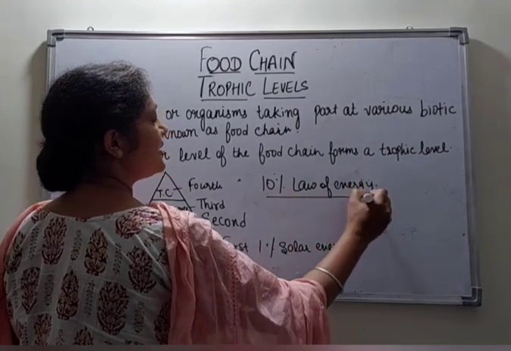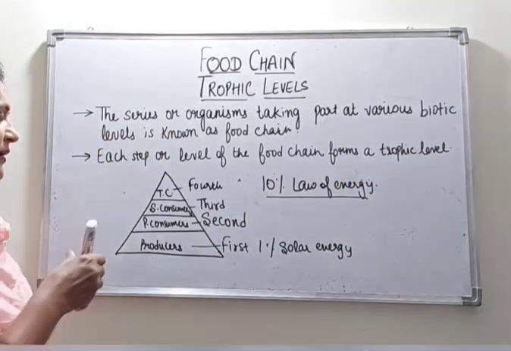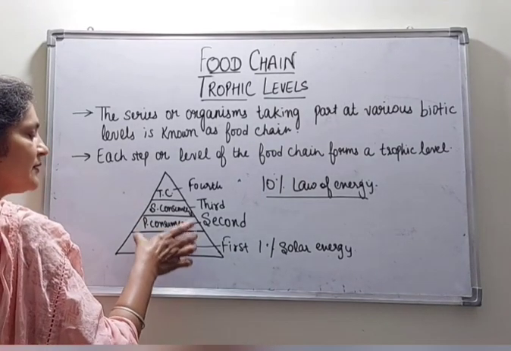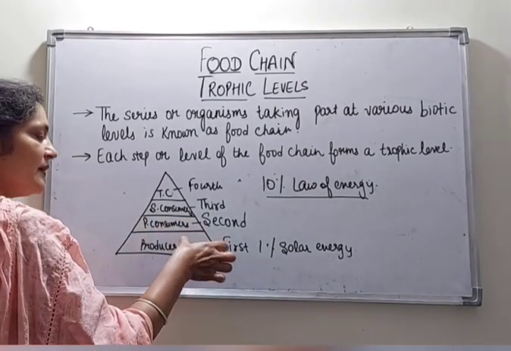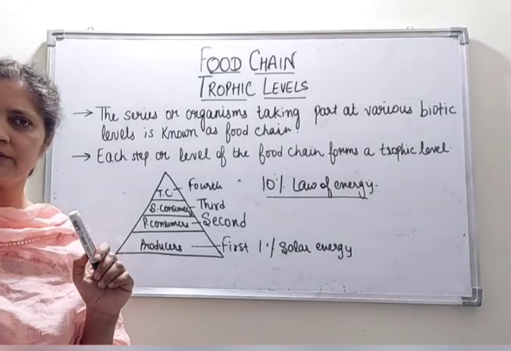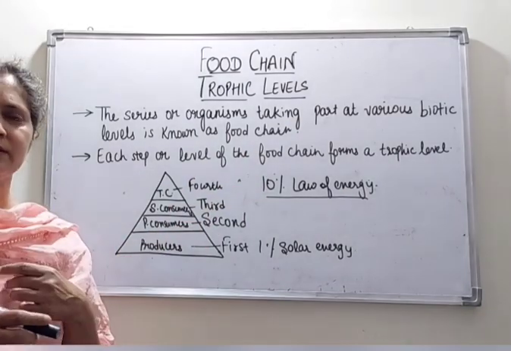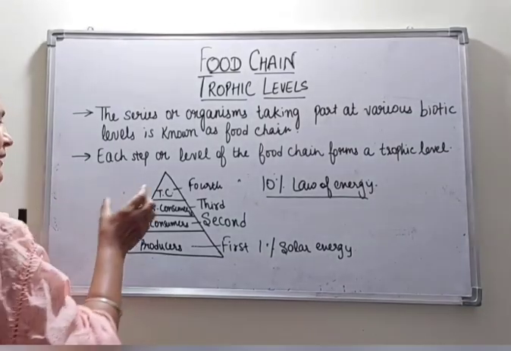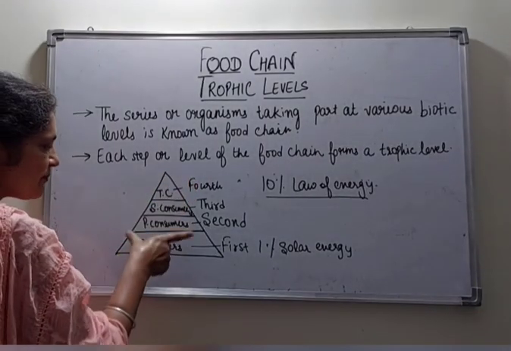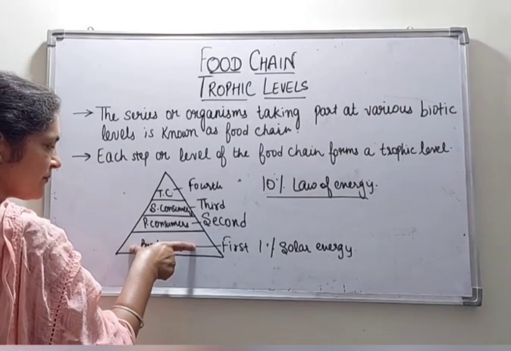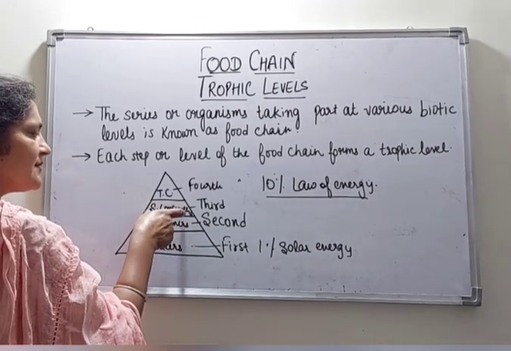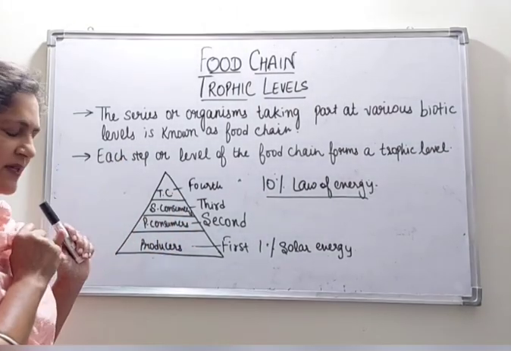This is known as the 10% law of energy. Only 10% of the energy will be transferred to the next level. The rest of the energy will be diminished into the environment. So this is known as the 10% law of energy, due to which you see I have drawn a pyramid in which I have drawn producers, then primary consumers, secondary and tertiary consumers.